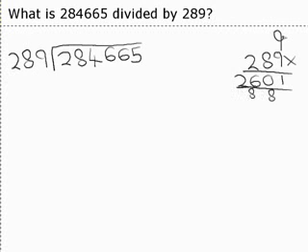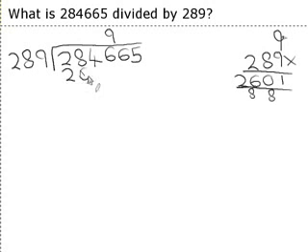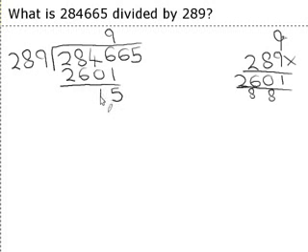So 289 goes into 2,846 9 times, so we put a 9 above the 6 in the answer, and we write 2,601 underneath and do a takeaway to work out what our remainder is. So 6 take away 1 is 5, 4 take away 0 is 4, 8 take away 6 is 2, 2 take away 2 is 0. So our remainder is 245. Then we bring down the next number, which is a 6.